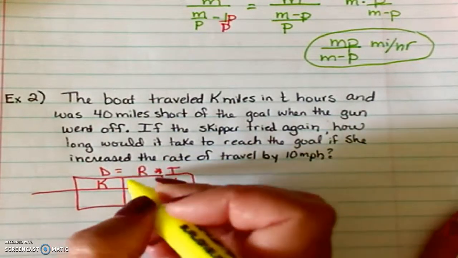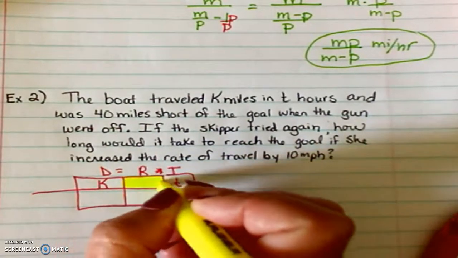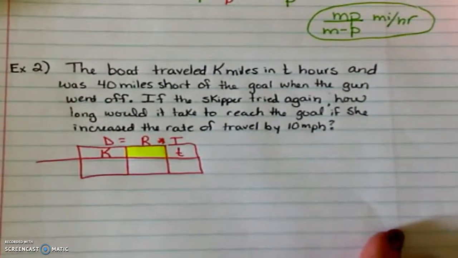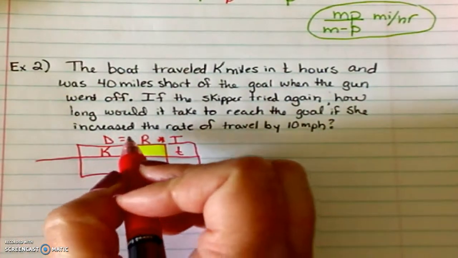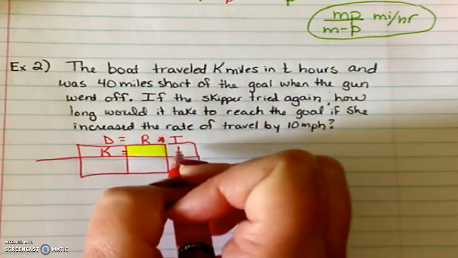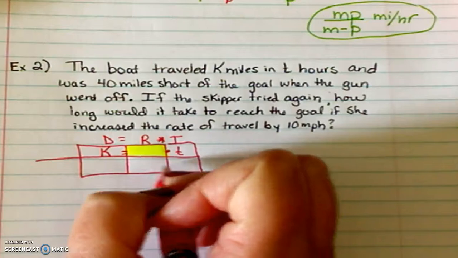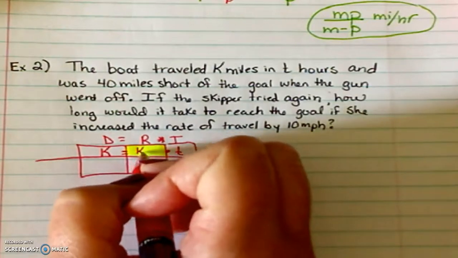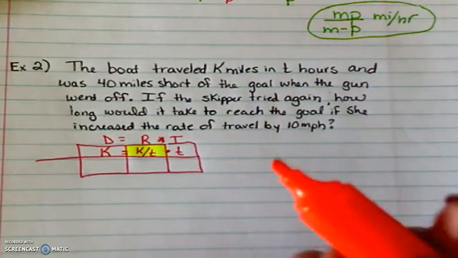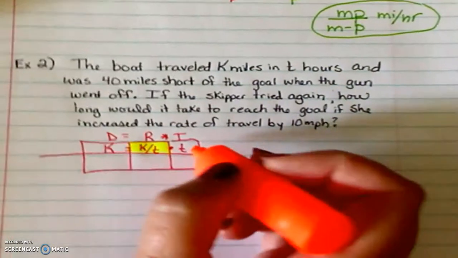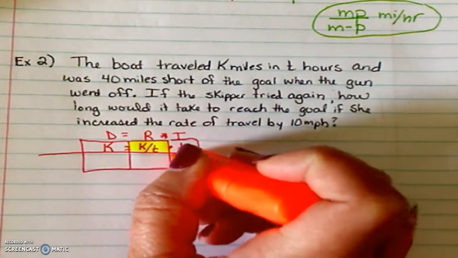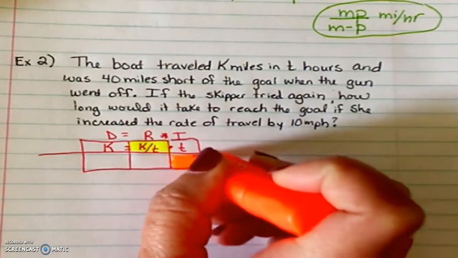But if I know the distance and the time, the first thing I need to find is that yellow box. What was the rate? So distance equals rate times time. So if I were to set up that equation, this is being multiplied. Inverse operation is to divide. So my rate is K over T. Now the next part then says, if the skipper tried again, how long would it take? So what you are looking for in that case, how long would it take? That is looking for time.